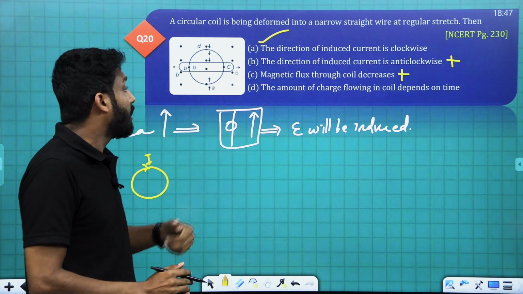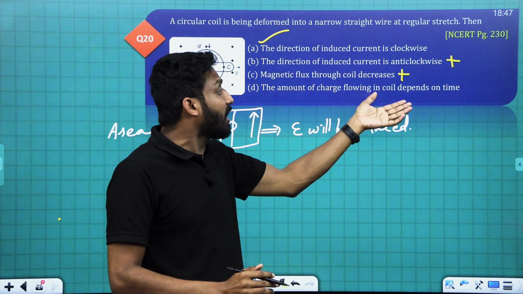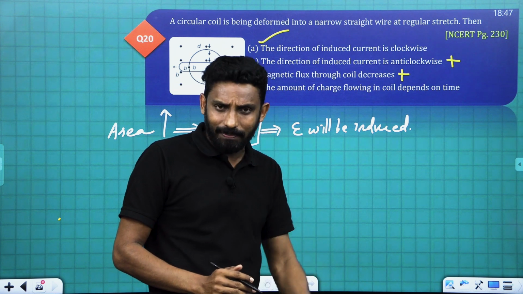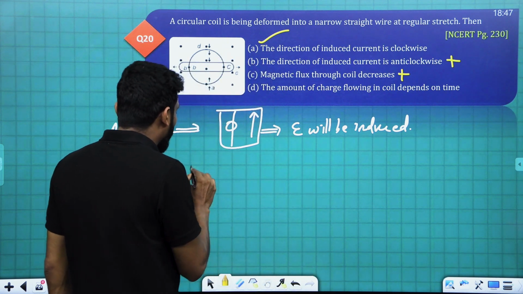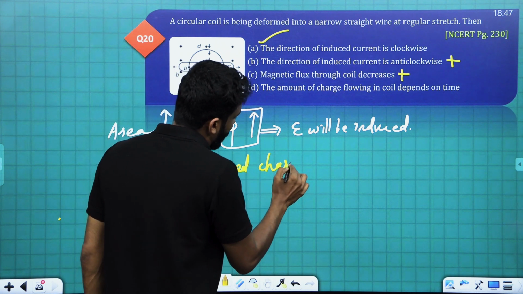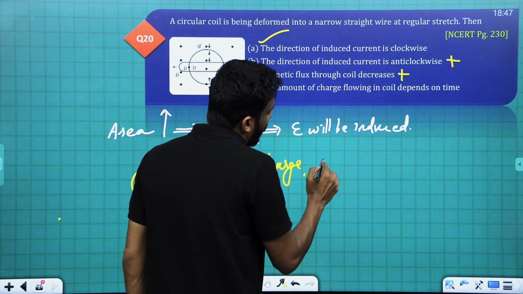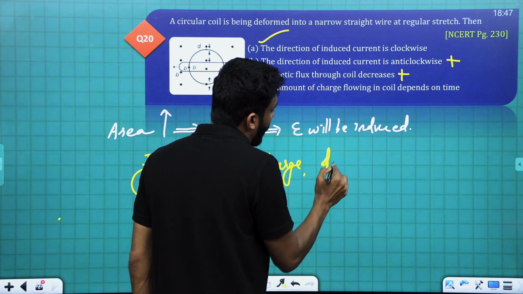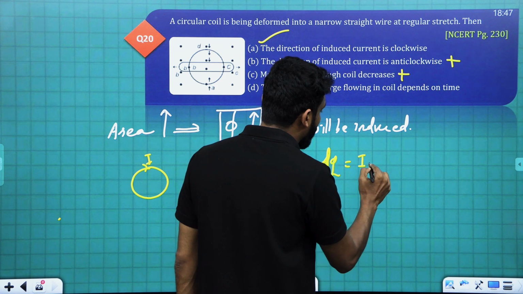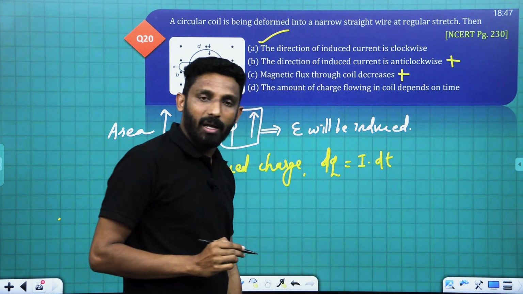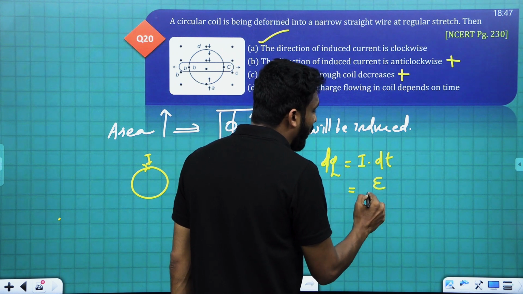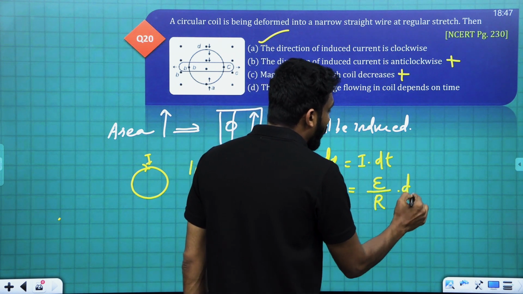That's the point. The amount of charge flowing in the coil depends on time. Induced charge is not depending on the time. We know, what about the induced charge? Studied it. Induced charge, delta Q or dQ, I can write dQ, is equal to I into dt, isn't it? Current into time interval, I into dt. And I is equal to EMF divided by resistance.